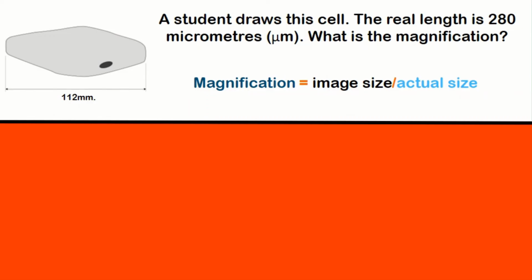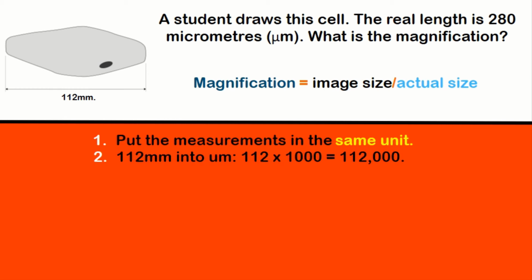I'll show you an example. A student loves cells and they've spent their afternoon drawing this cell here from the microscope. You can see on the diagram it's 112 millimeters long, but the actual cell is 280 micrometers. And the question says, what's the magnification? So step one, you're going to put them in the same unit. Let's say we're going to put 112 millimeters into micrometers. So because it's going into a smaller unit, I times it by 1,000. So I have 112,000 micrometers.